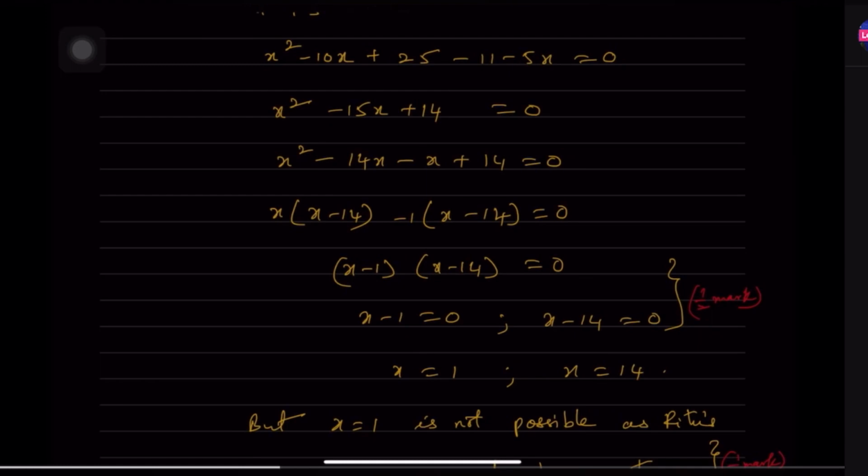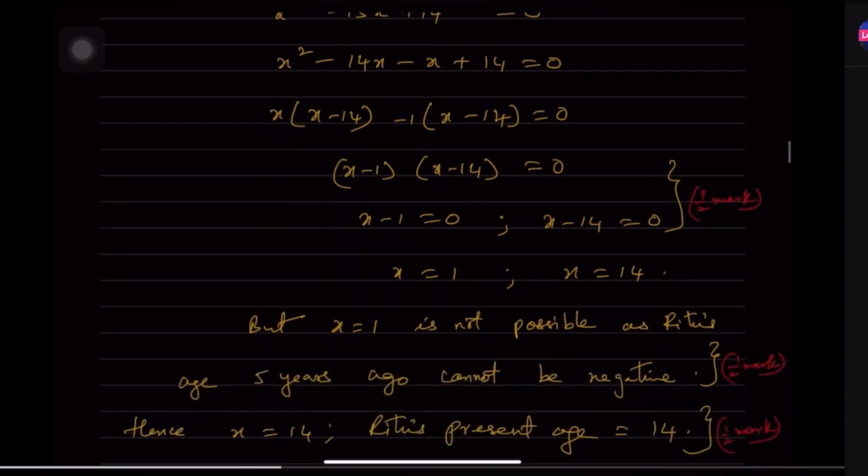x minus 1 is equal to 0, x minus 14 is equal to 0. For this you are having 1/2 mark. Therefore x is equal to 1, x is equal to 14.